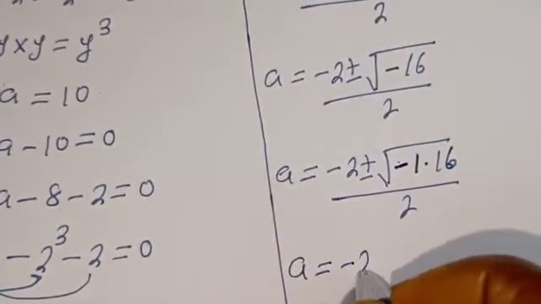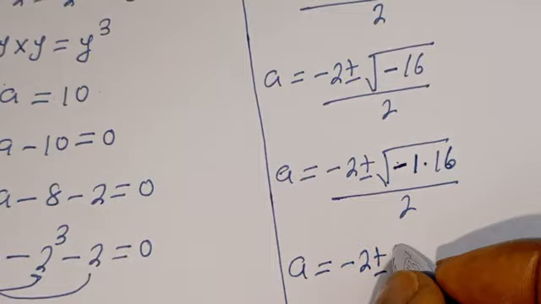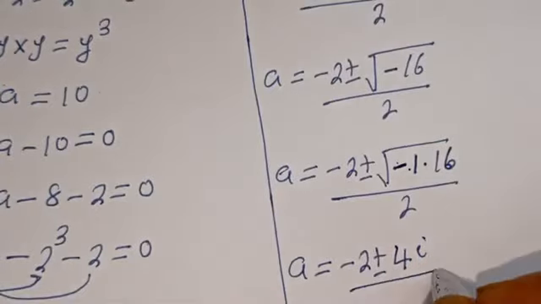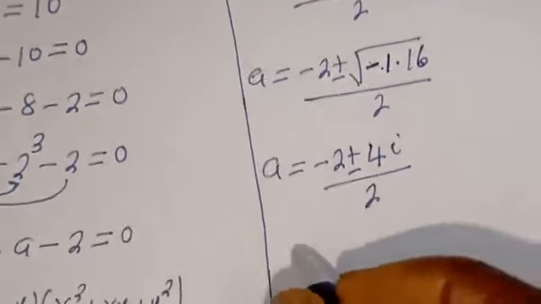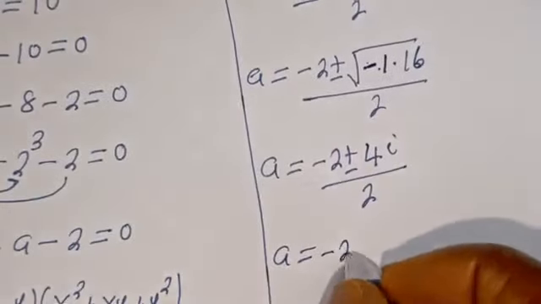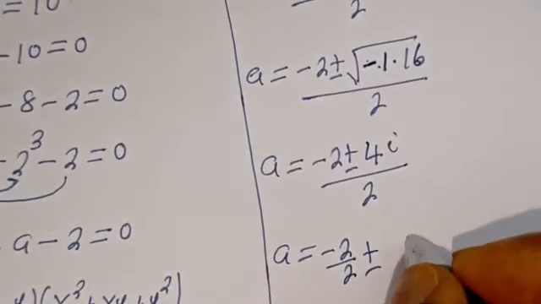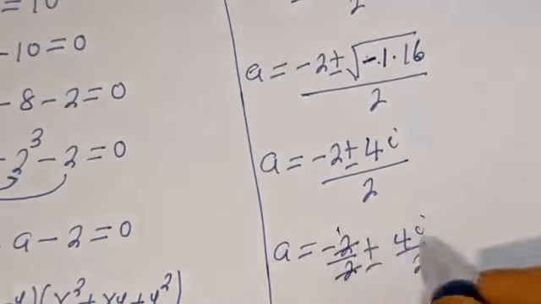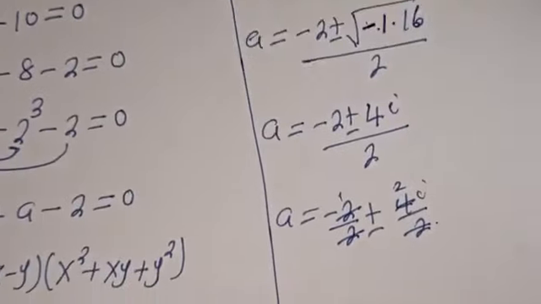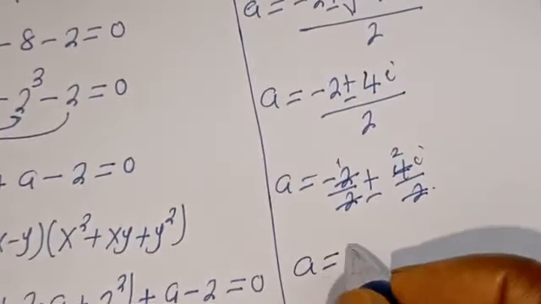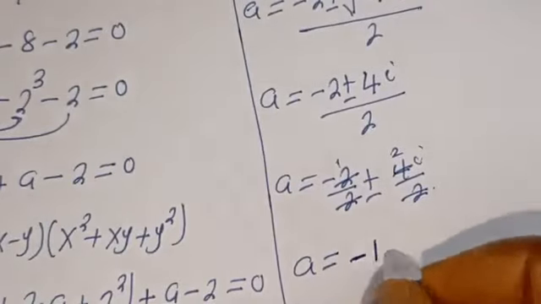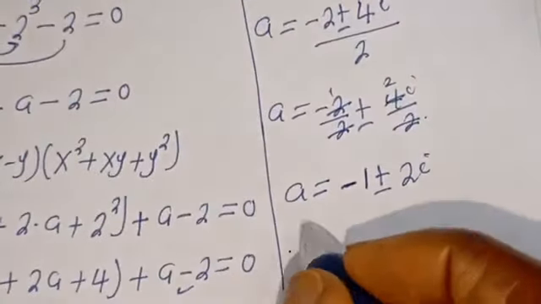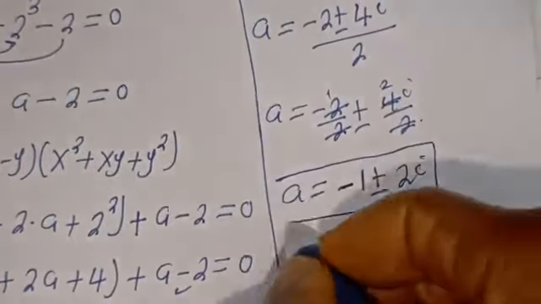A is equal to minus 2 plus or minus square root of 16, that is 4, then square root of minus 1, that is i, divided by 2. A is equal to minus 2 divided by 2 plus or minus 4i divided by 2. This will cancel, 1, 2 here, 1, 2 here 2. Then a is equal to minus 1 plus or minus 2i. Therefore, this is the second and third values of a.